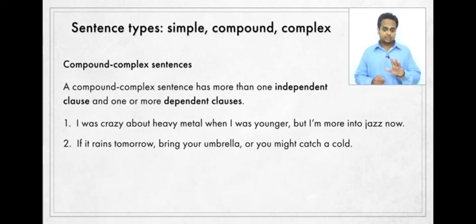Now you might be asking, how is this an independent clause? I don't see a subject here. Well, this type of clause is actually called an imperative. That is a request or a command, and the subject is understood. It's basically you. So it's like saying, you bring your umbrella. But in imperatives, we usually leave out that you. All right, then we have a coordinating conjunction or, and then another independent clause, you might catch a cold.